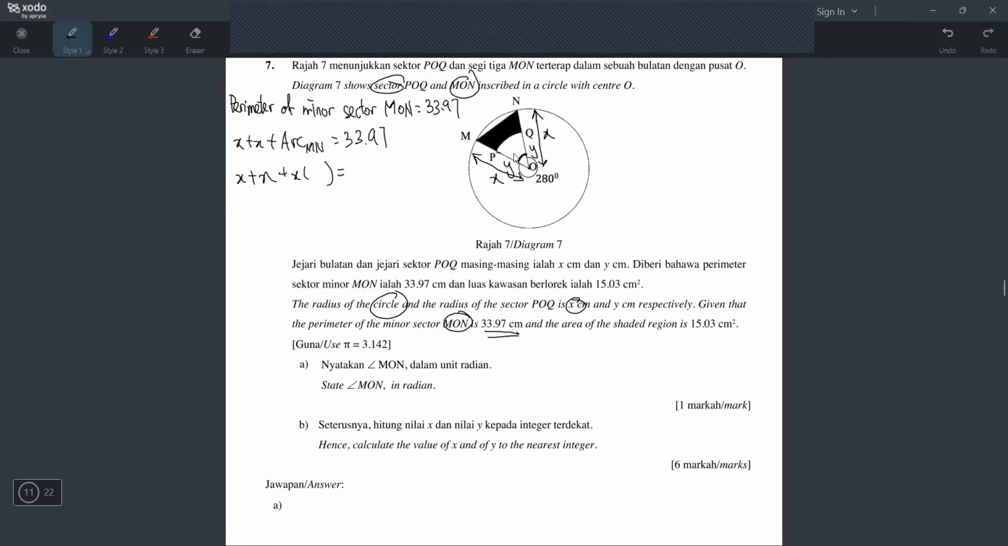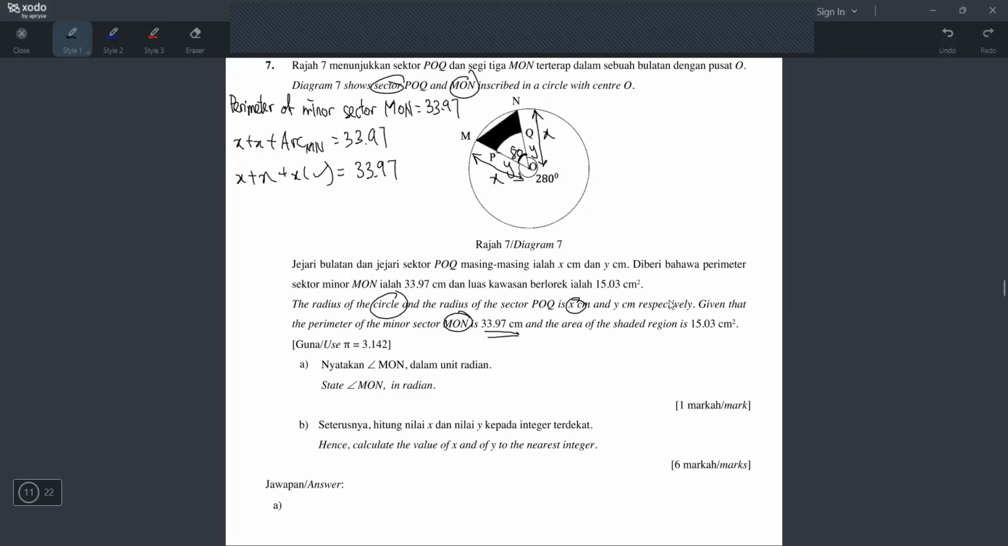But the whole circle is 360, so I think I can take 360 minus 280, which is 80 degrees. But we still have to convert the 80 degrees to radians so that I can put it in here, right? And then only 33.97. All right, but let's not do it first, okay? Because I haven't even finished reading the question. This is just some of my ideas. I just write it down. This is not what the question asked.